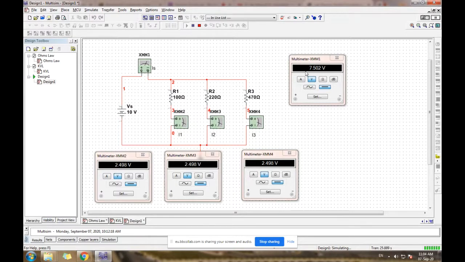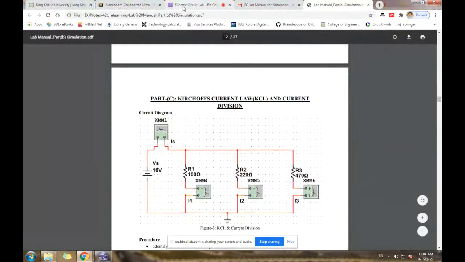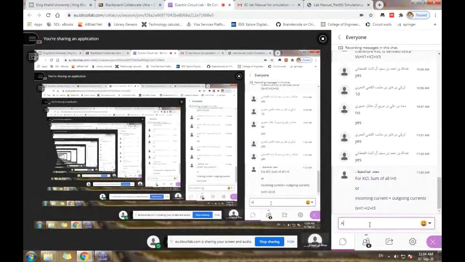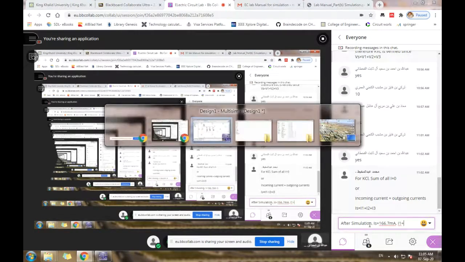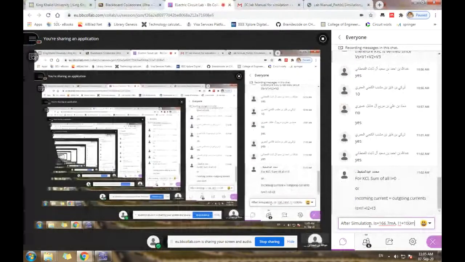So you also have to measure the current. This is current, this is current, this is current, and this is current. So what is the current? It is 166.7. Let me write here the current IS. After simulation, what is the current IS? 166.7 milliampere. What is I1? It is 100 milliampere.